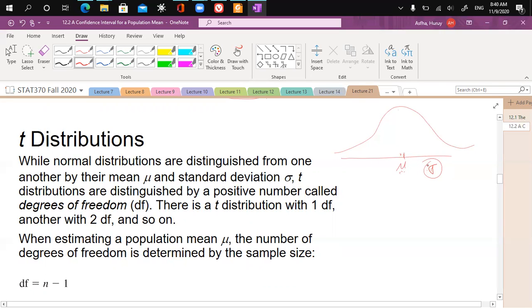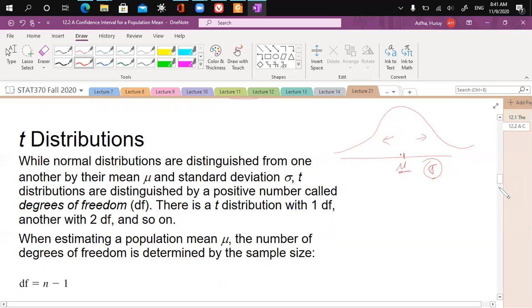If I change sigma, for example, with the same mean, I can have a wider curve. If I decrease sigma, we will have a narrower curve with the same center. If I change mu with the same sigma, we will have a shifted curve, either this way or that way, but the same shape because sigma is unchanged. So normal curves are characterized by these two parameters.